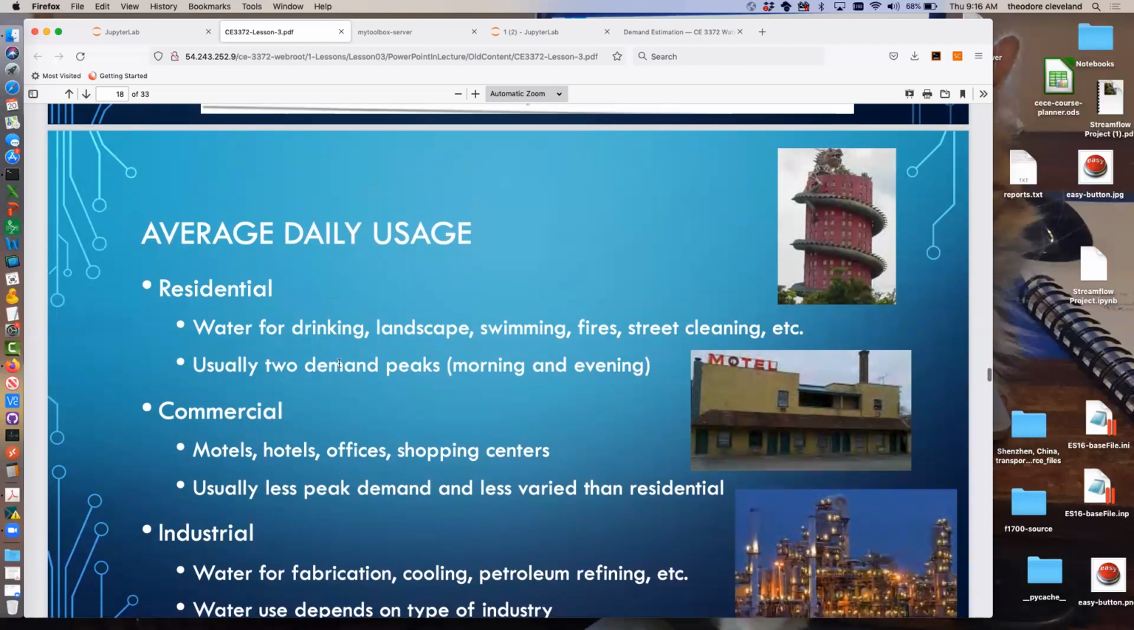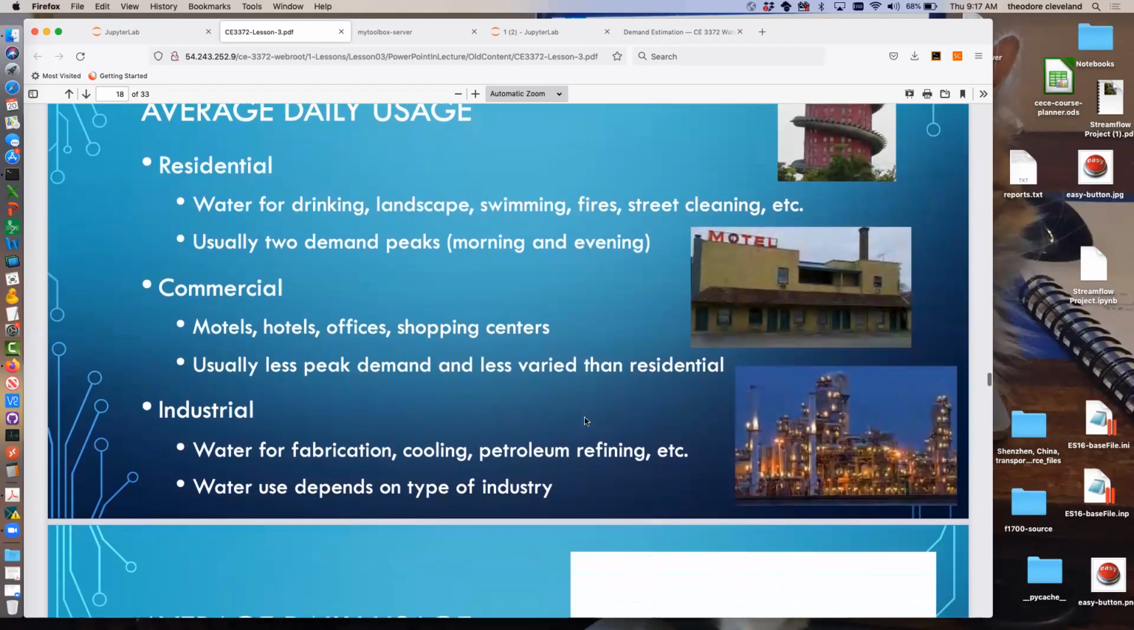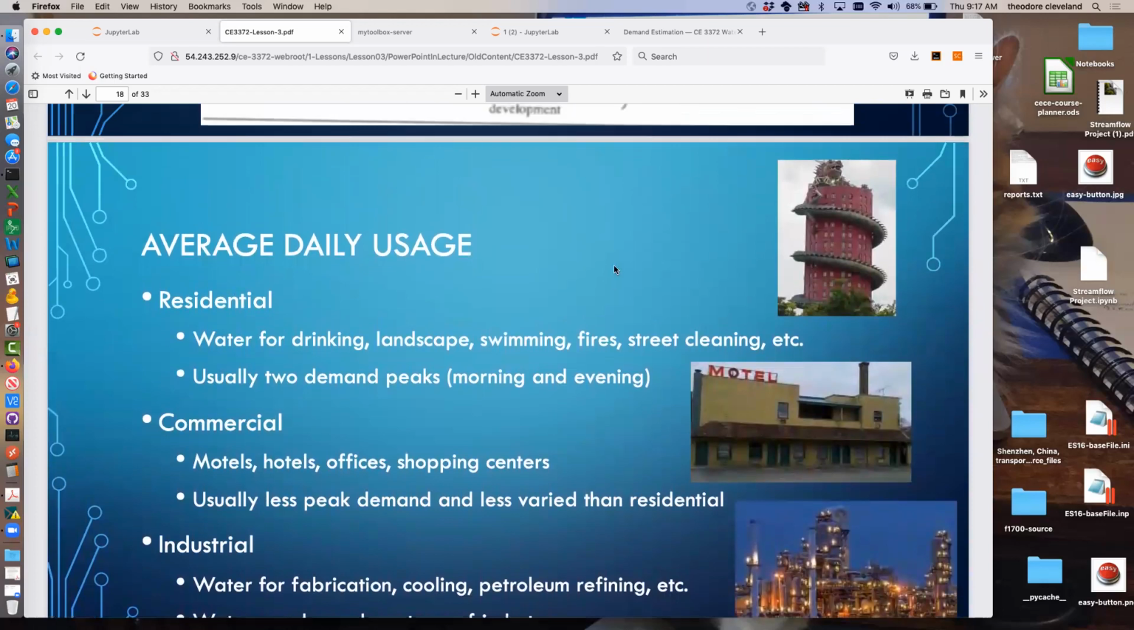We talked about that last time. Commercial: hotel, motel, Holiday Inn, offices, shopping centers. There's usually less peak demand and less variation than residential. Commercial is pretty well understood, actually. And finally, industrial. The water use depends on the industry, and industrial users usually supply their own water. We'll get to that in a second.